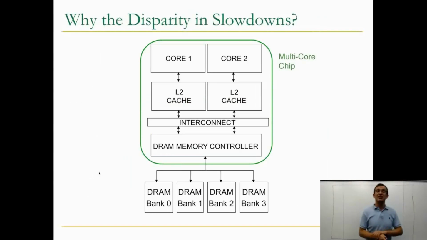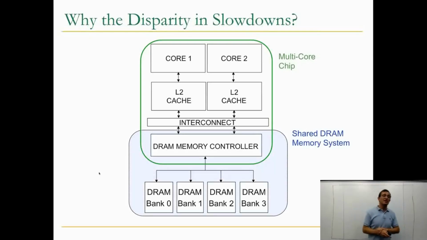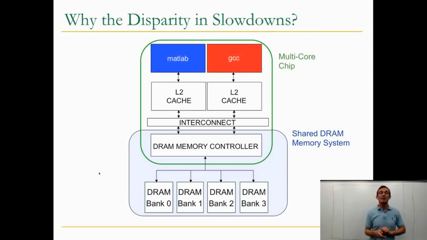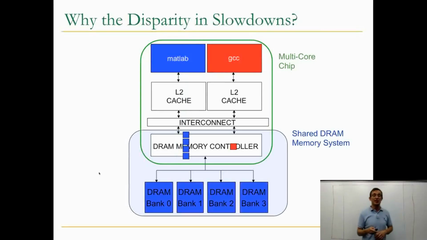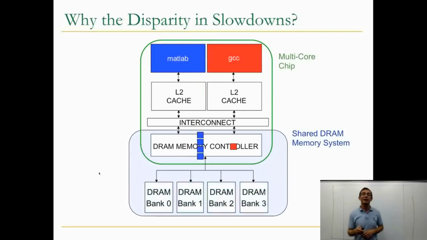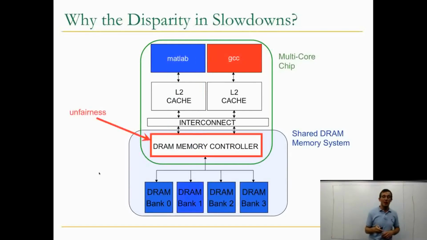So why do you get a disparity in these slowdowns? Basically, this was the system we ran these two applications on. It consisted of a shared DRAM memory system. The cores shared the DRAM memory controller, the DRAM bus, and the DRAM banks. When we ran these two applications, MATLAB and GCC both sent requests to the memory controller. MATLAB was very aggressive. It sent a lot of requests at the same time. GCC was not very aggressive. It sent only a few requests at the same time. But it turned out that the memory controller actually prioritized MATLAB's requests over and over while starving GCC's requests.